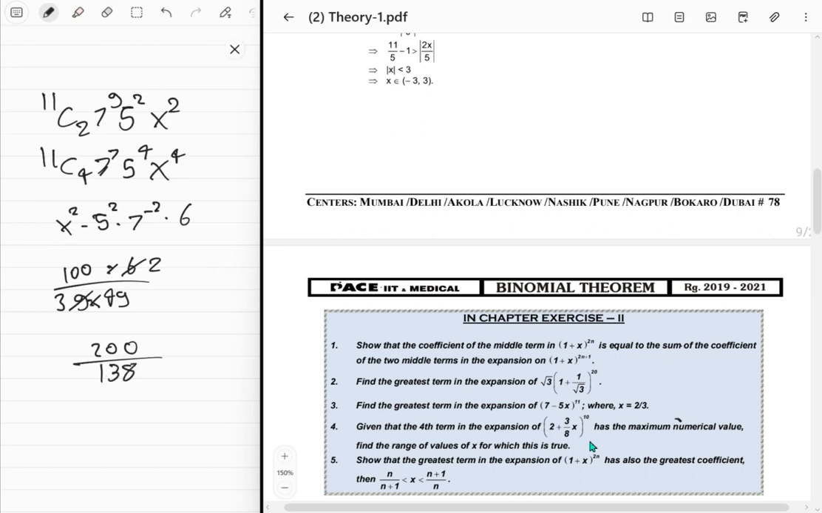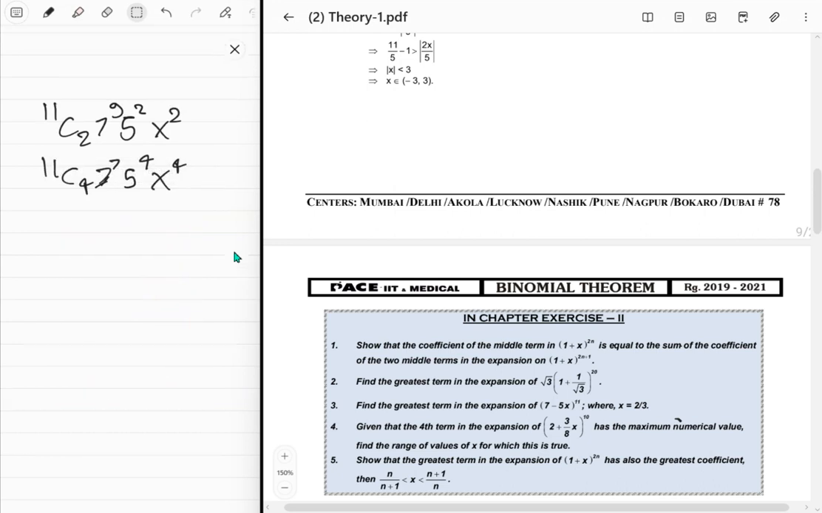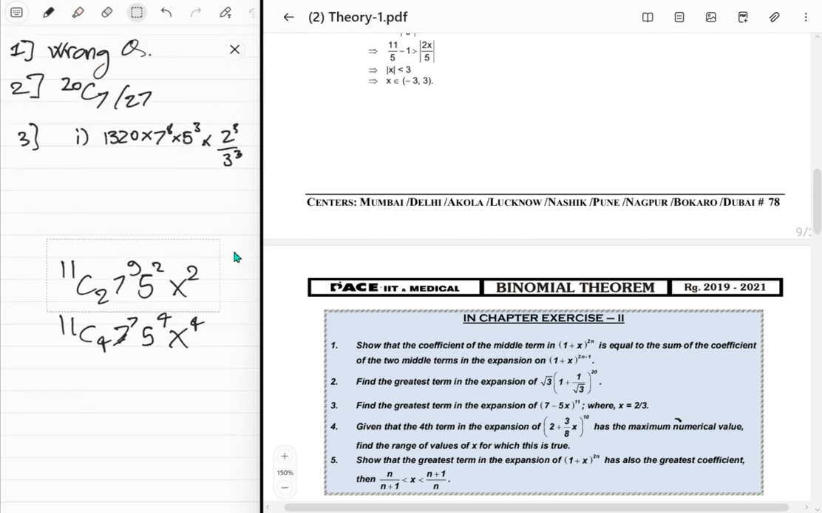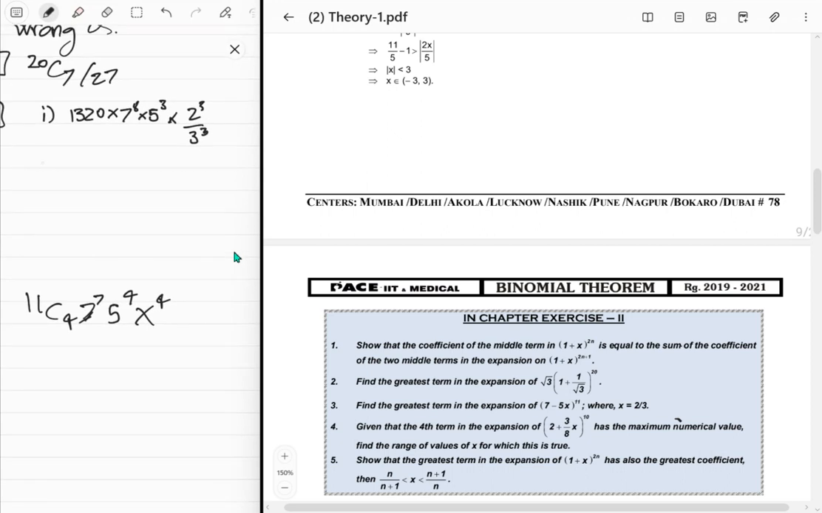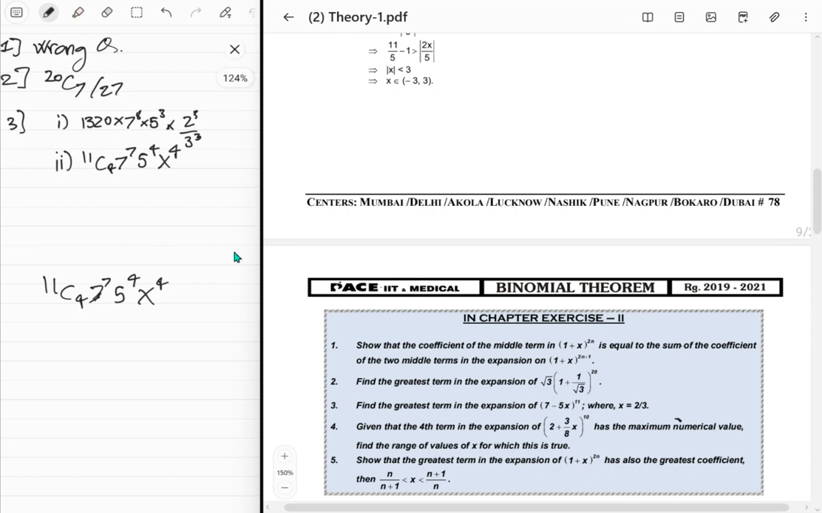So the bigger term is, of course, the r equal to 4 term. Yeah, so this quantity. Let's not calculate it, just leave it like that. So second, the actual answer, that should be 11c4, 7 power 7, 5 power 4, x power 4. Yeah, that's what you think. This is the beginner answer, this is the actual answer.